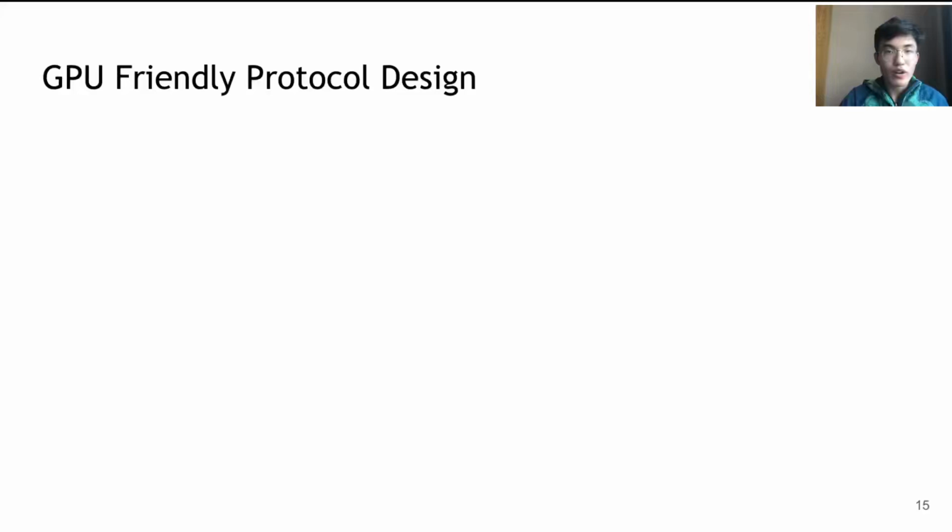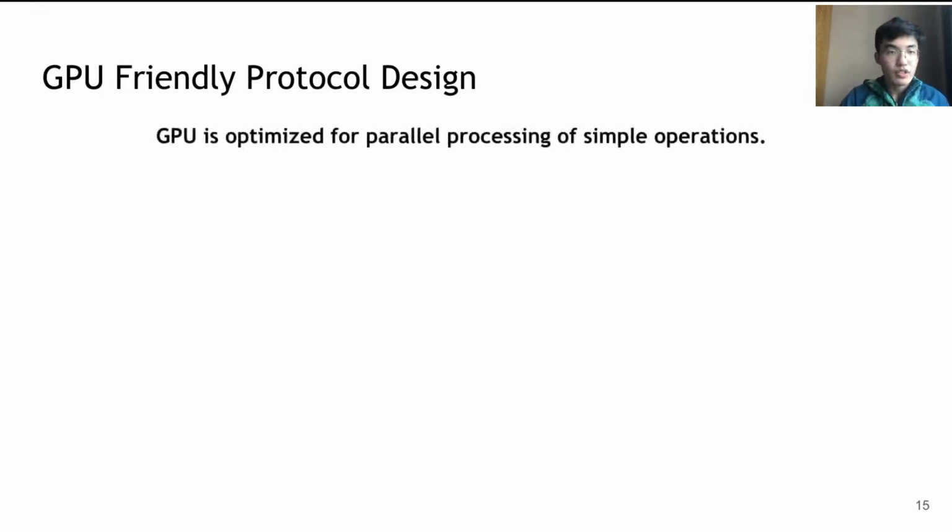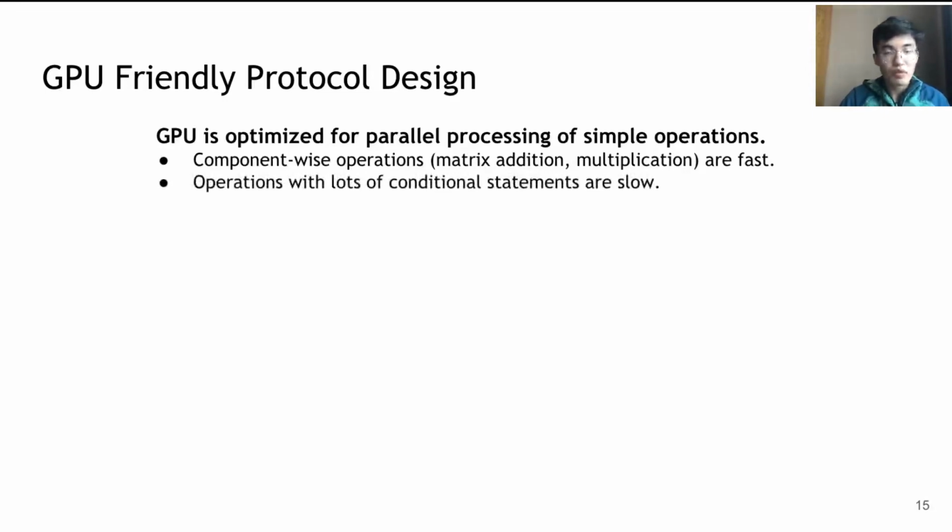Finally, we go over the principle of our GPU-friendly protocol design. GPU is optimized for parallel processing of simple operations. For example, component-wise operations such as matrix addition and multiplication are fast, whereas operations with lots of conditional statements are slow. Therefore, we want to design protocols suited for parallel processing.